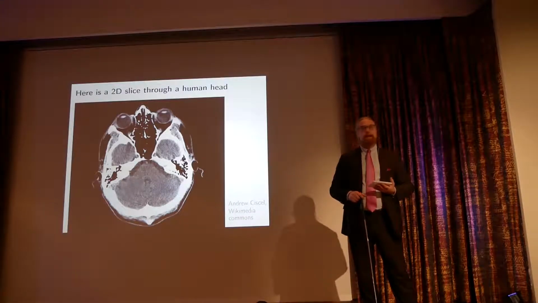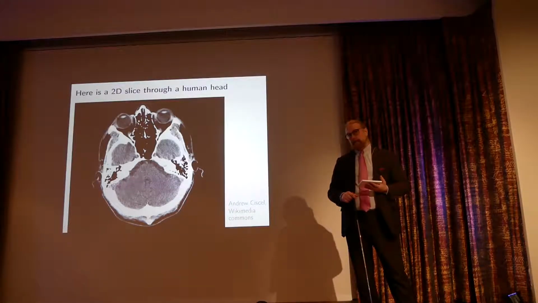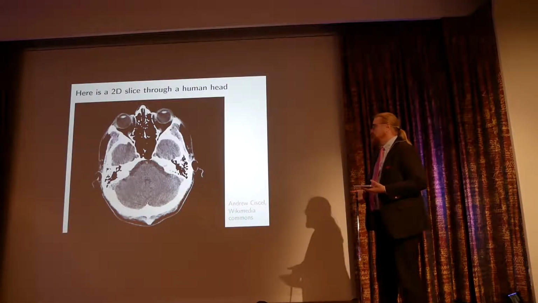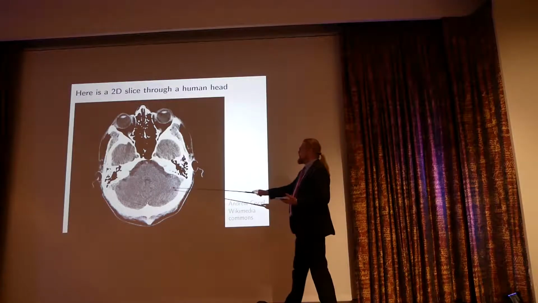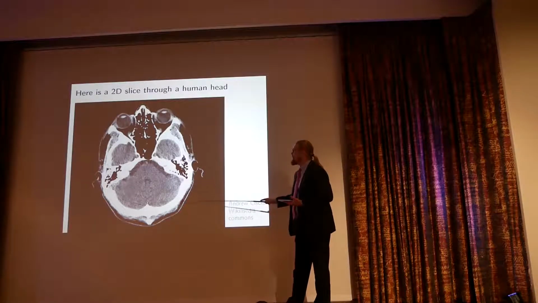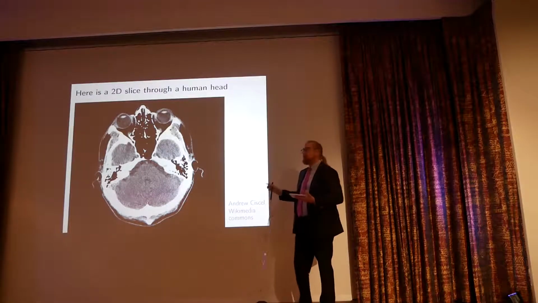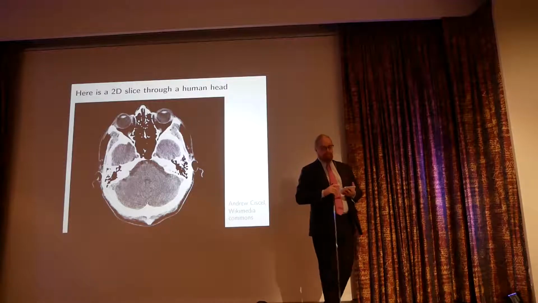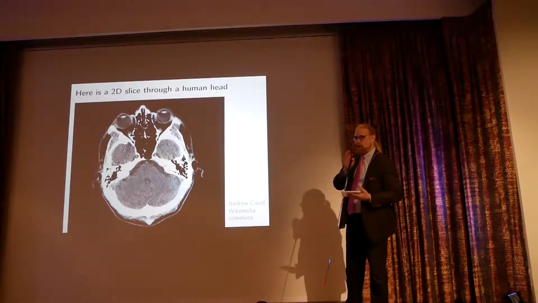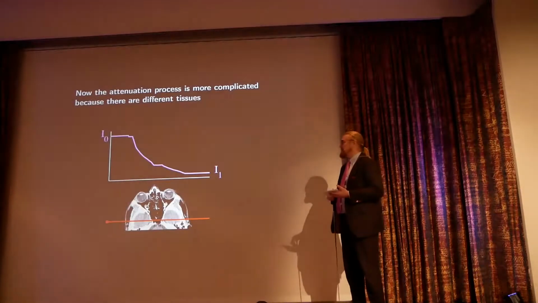In the United States they make 70 million CT scans every year. So you can see inside the person, here's the brain, here's the skull bone, the eyes, some cavities. How are images like this made? Hint: by using mathematics, but let me show you.